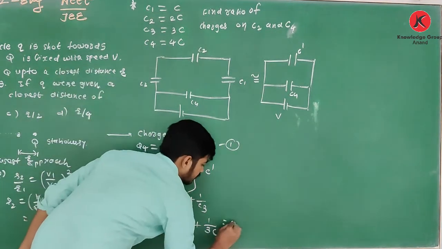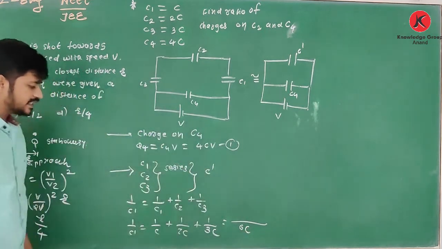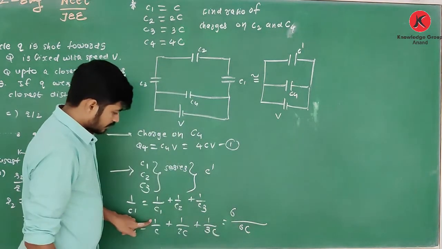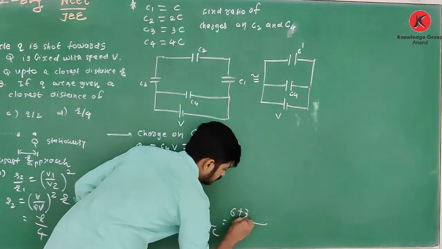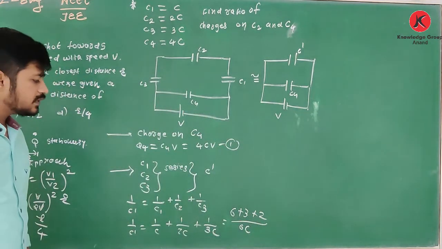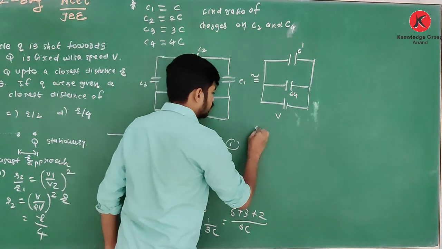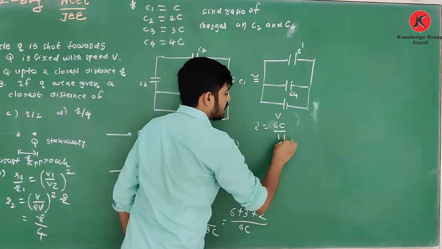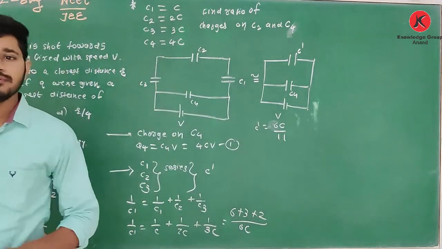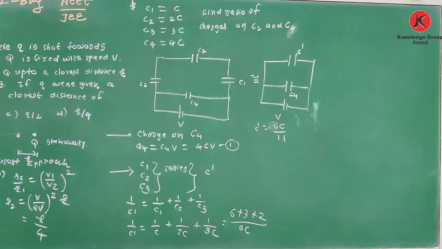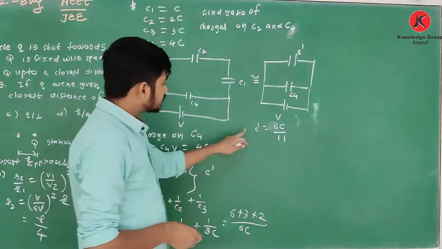If I am taking LCM 6C, then here it will be 6, plus here it will be 3, plus here it will be 2. So it is 6 plus 3 plus 2, it is 11 by 6C. So therefore C dash is equal to 6C divided by 11. Clear about this? So yes, C dash is equal to 6C divided by 11. Any doubt? Okay.